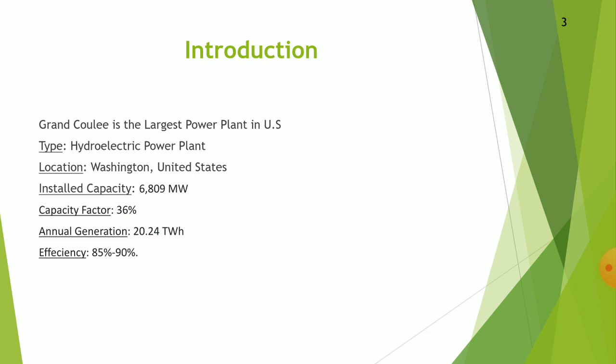Its capacity factor is 36%. Its annual generation is 20.24 terawatt hour. Its efficiency is 85% to 90%.